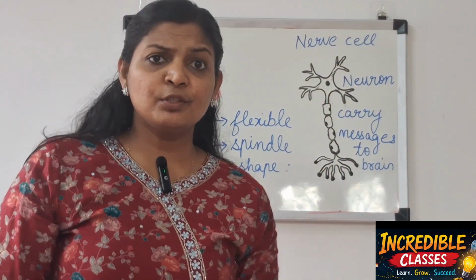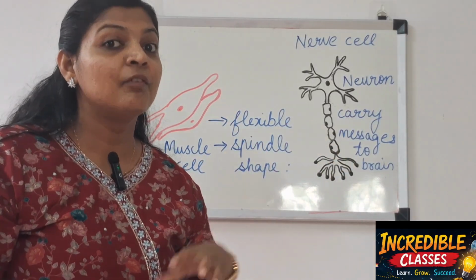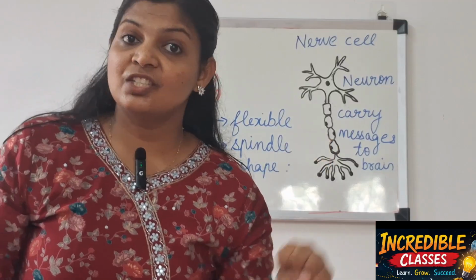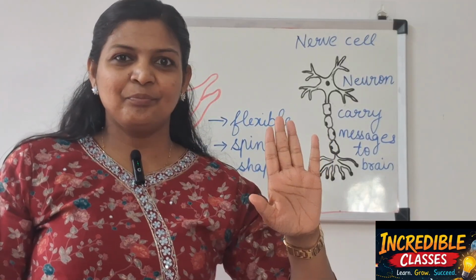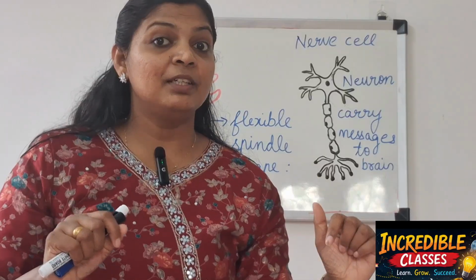Now, by now you understood why the cells have specific shapes. They are being shaped according to their functions. Clear? Good. Now we will move further. Any doubts? You can comment down anytime.